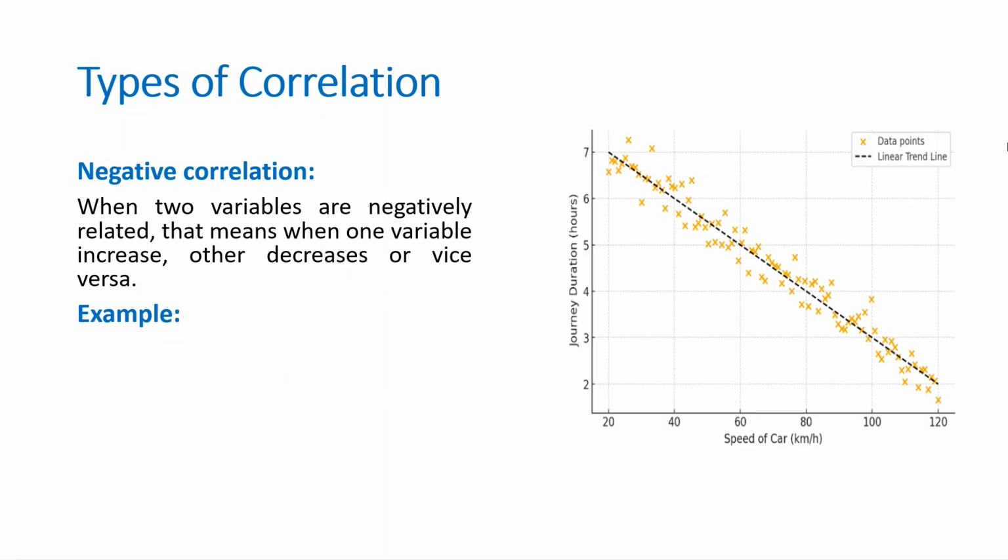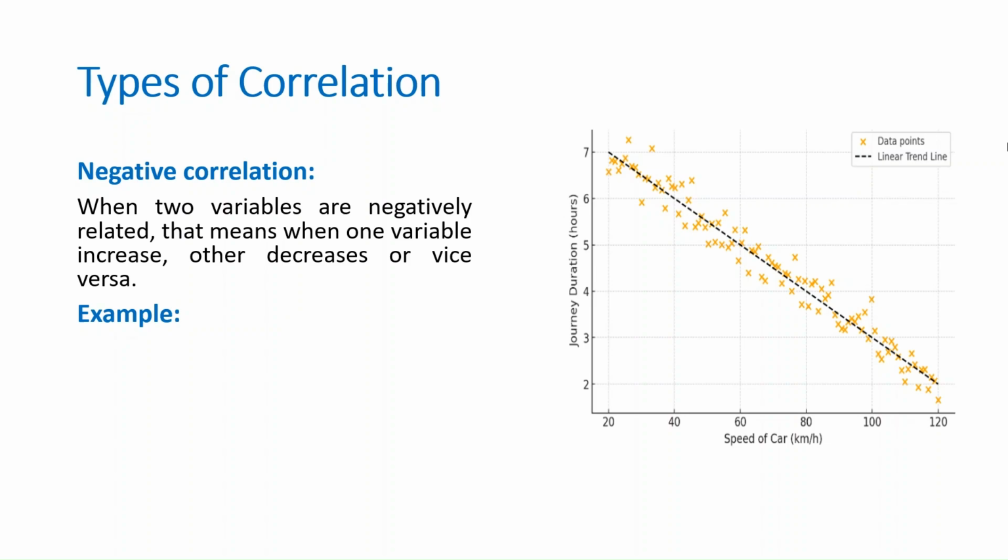Next is negative correlation. Negative correlation is nothing but just the opposite of the positive correlation. It says that the direction of the change of two variables is opposite. Like when one variable increases and the other decreases. This is the case of negative correlation. Or one variable decreases and the other will increase. So this is the exact case of negative correlation.